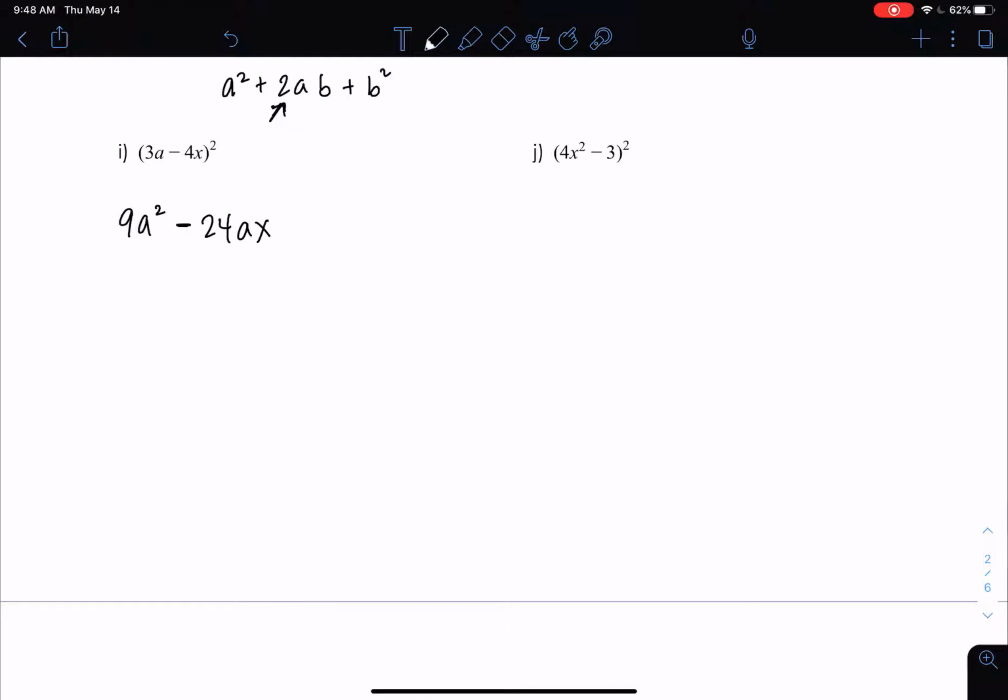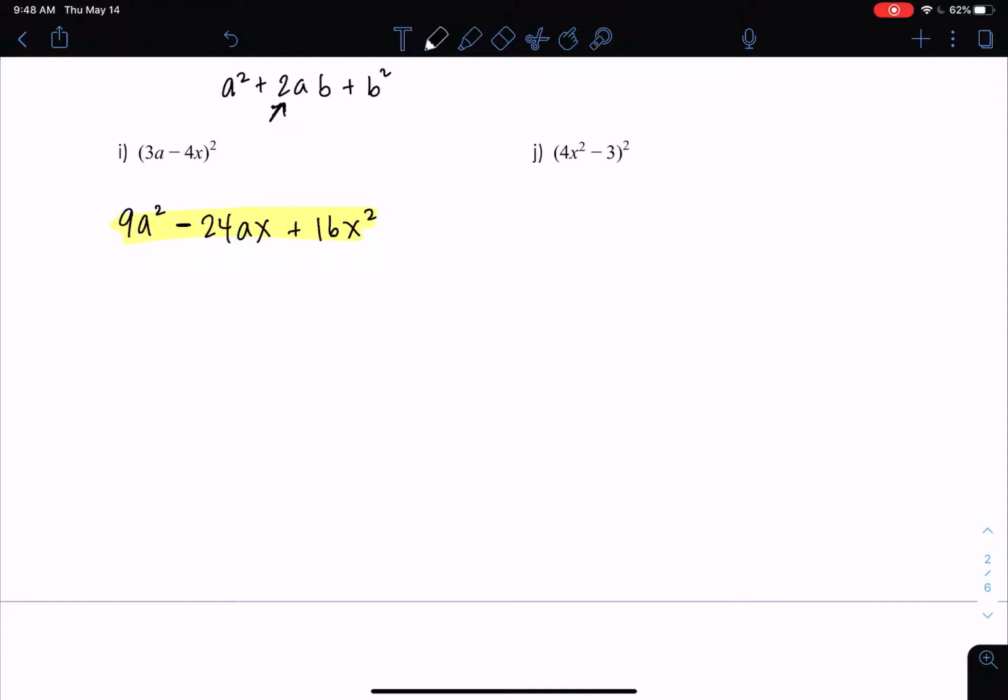So once again, we did the numbers first. 3 times 4 is 12, times 2 is 24. Match the sign. And then copy down the letters. Now we're not done. We still need the last term. So negative 4x times negative 4x is 16x squared. And we're done. One step only.